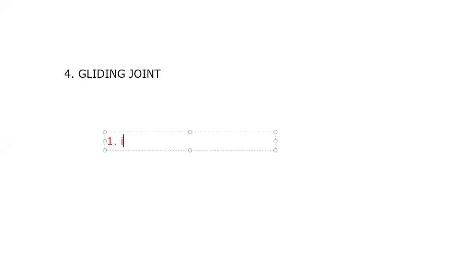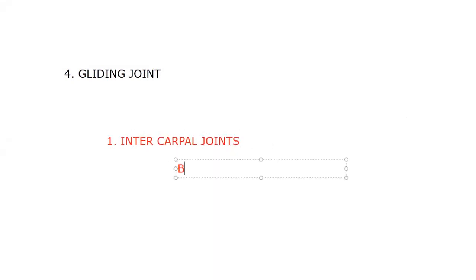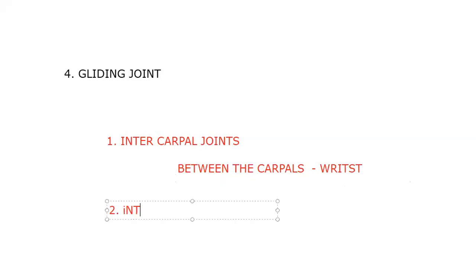Let me change the color. Example one, the intercarpal joint. What is intercarpal? Between the carpals. Where do you find the carpals? Carpals are the wrist bones, so at the wrist, between the carpals. Next, the second one, intertarsal joints.